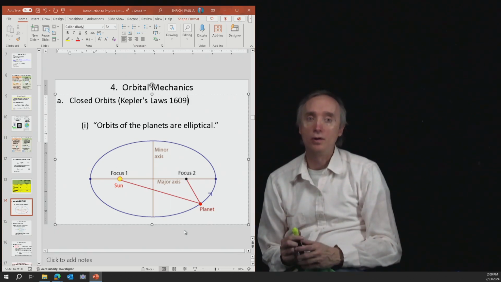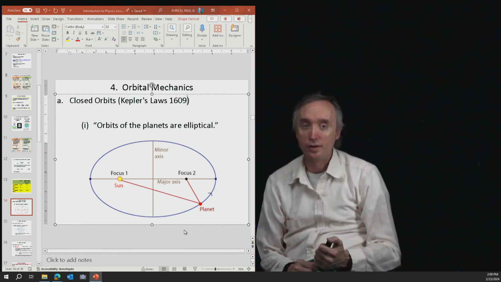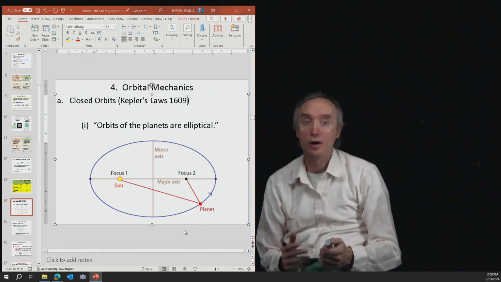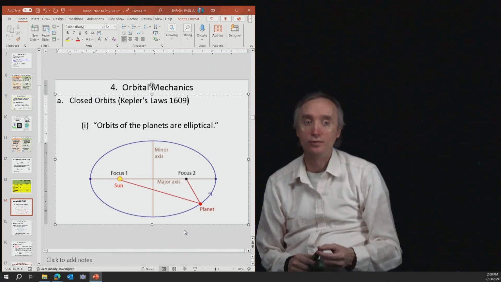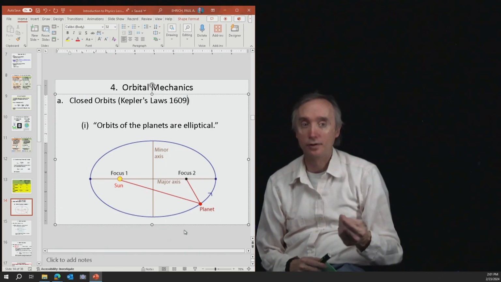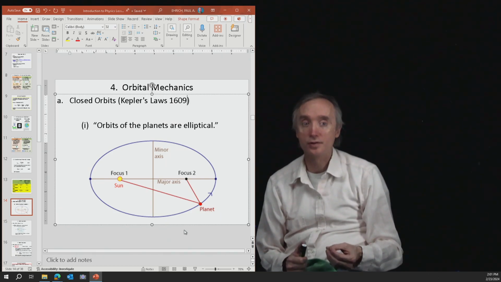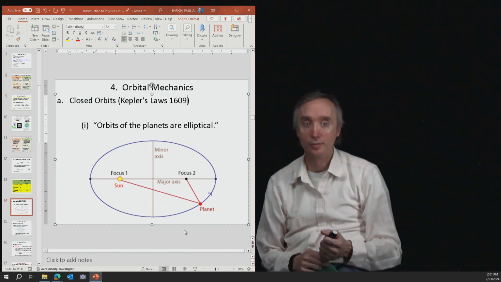And so we're going to go all the way back to the year 1609, when a scientist by the name of Johannes Kepler came up with his laws of planetary motion. So just like Sir Isaac Newton came up with 3 laws of motion, Kepler came up with 3 laws of planetary motion. And so his first law is going to be the orbits of the planets are elliptical.